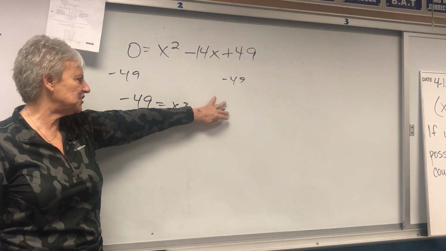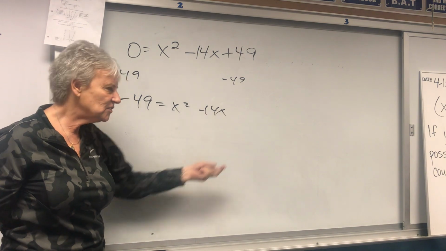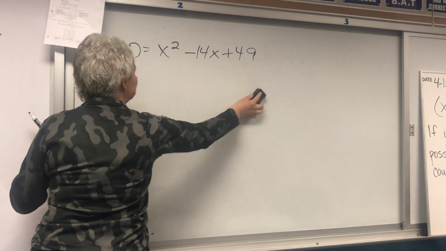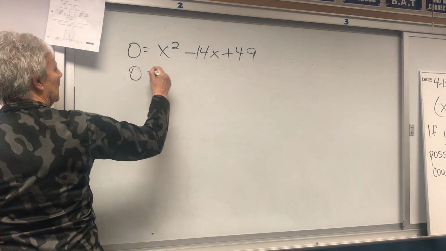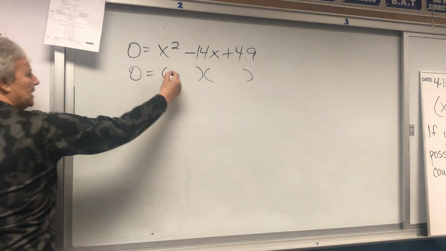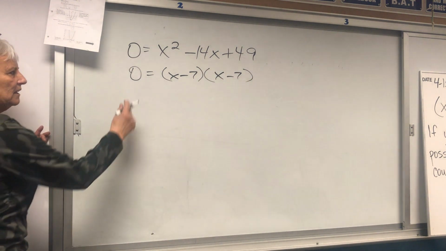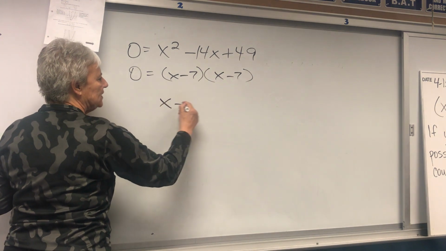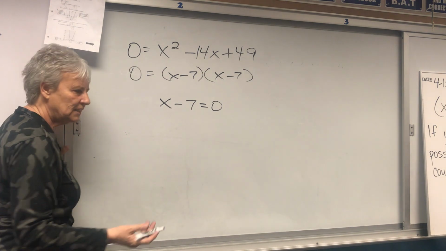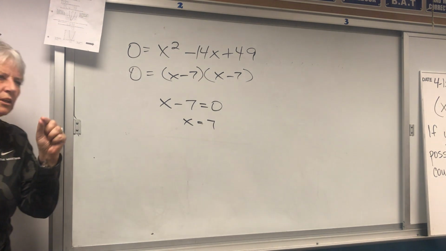Used to be, when you had just x squared, you could just take the square root. But now you have this x here, so there's no way to solve it without factoring. So let's factor it. Can anybody tell me? It's a perfect square trinomial. Good for you. X minus 7, x minus 7. Since it's the same thing, we only set up one equal to 0, because you're going to get the same answer. X is 7. There's only one answer.